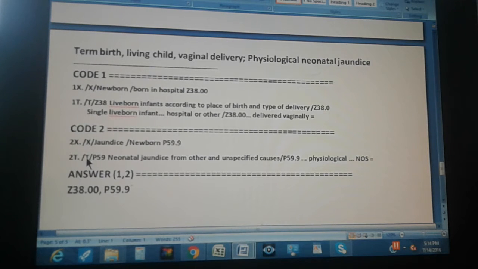So code number 2 through the tabular is found like this. First you go to tabular. Then you go to P59. What is that? Neonatal jaundice from other and unspecified causes, which is more or less what we have, right? And then we add the 9. And what is the 9? That is physiological, and we have an NOS, not otherwise specified, which means if we don't have any more information, this is the code, right? And then we have the equal sign, which means that we double check. So the answer is C38.00 and P59.9.